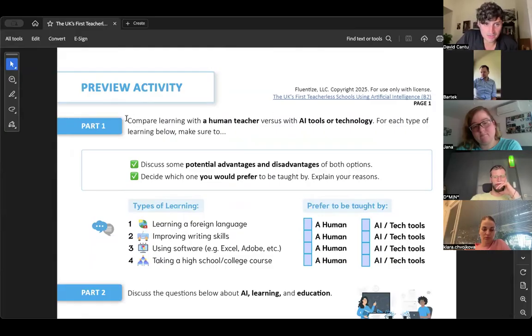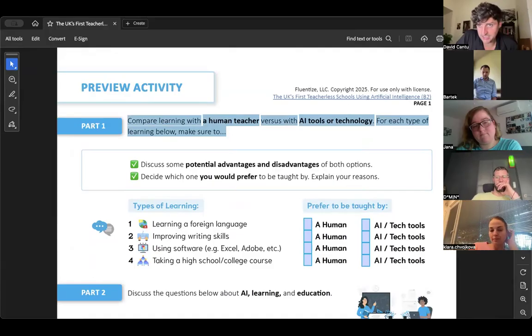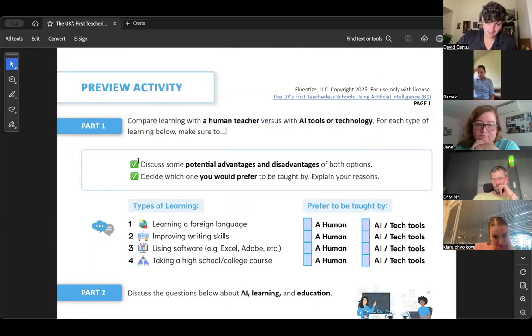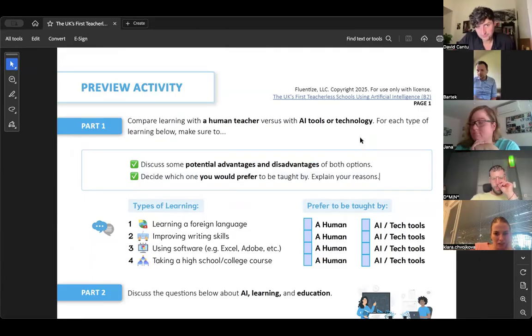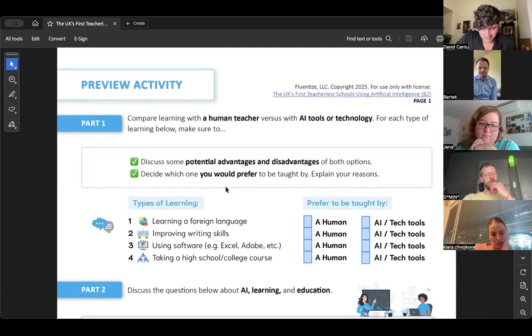Maybe Clara, can you start here? Compare learning with a human teacher versus with AI tools or technology. For each type of learning below, make sure to discuss some potential advantages and disadvantages of both options. Decide which one you would prefer to be taught by. Explain your reasons.